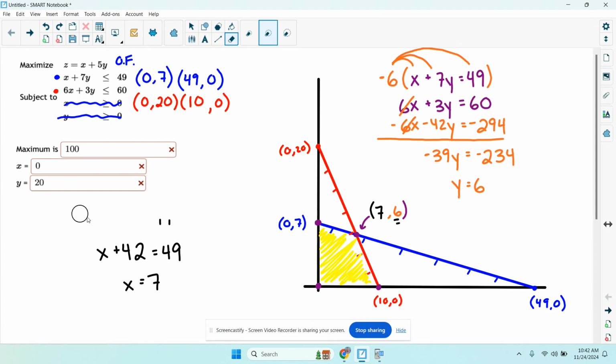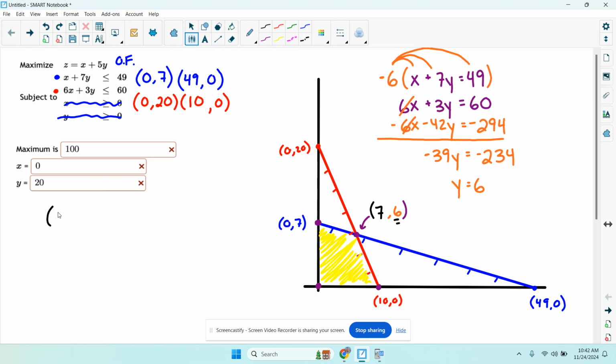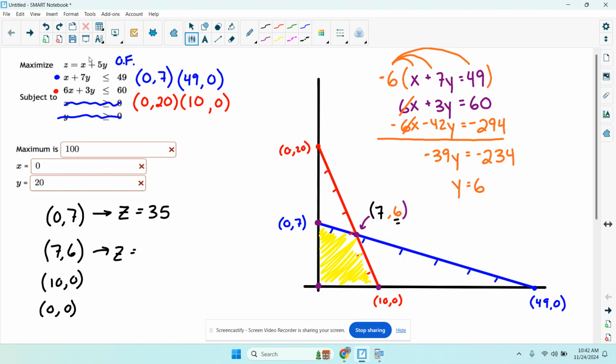So now the last step is to take each of the corners of my feasible region, 0, 7, 7, 6, 10, 0, and we pretty much know the answer is not going to be 0, 0, but we'll try it anyway, and plug each of them into the objective function for x and y. So if I do this, I get 0 for x, 7 for y, so I do 0 plus 35, that's 35. If I plug in 7, 6, that's going to be 7 plus 5 times 6. That's 7 plus 30. That's 37.